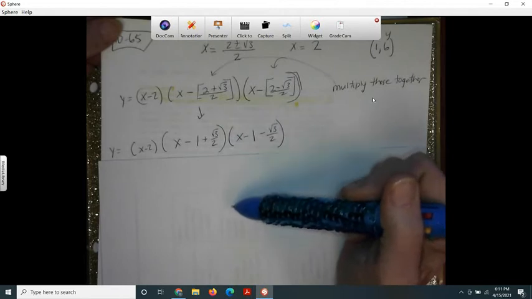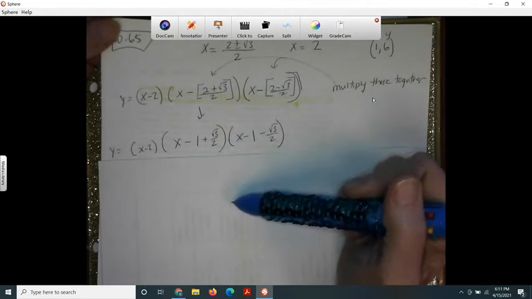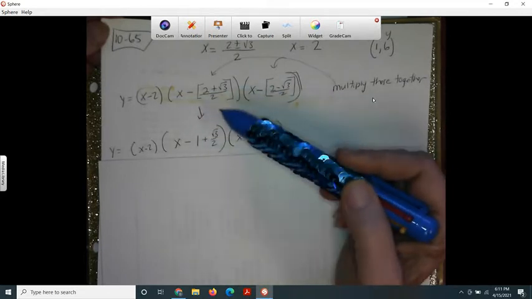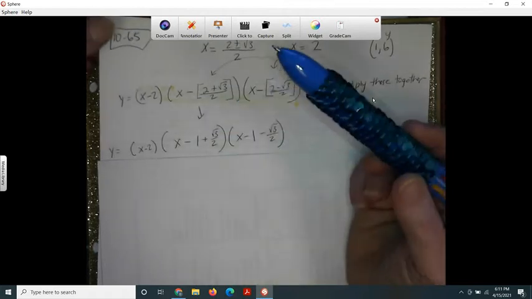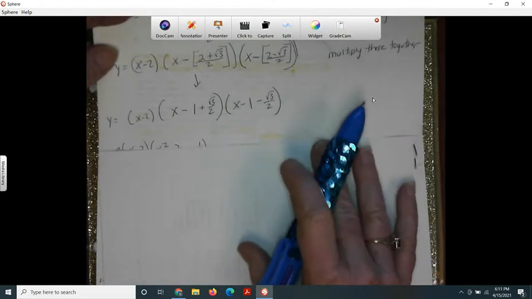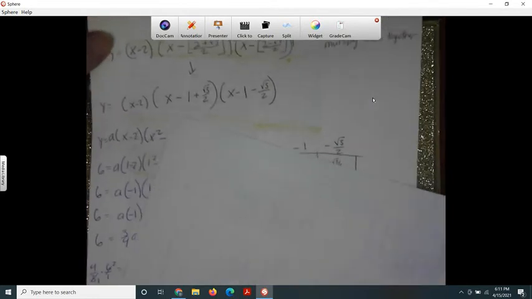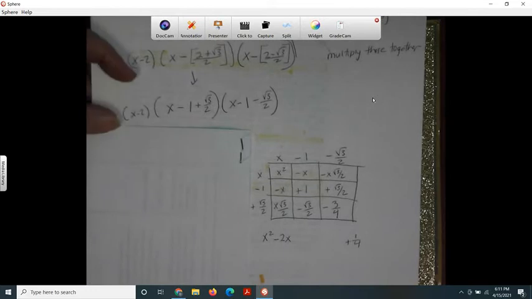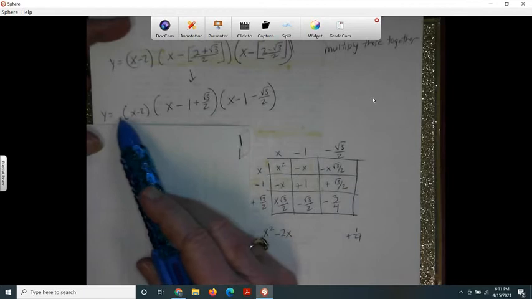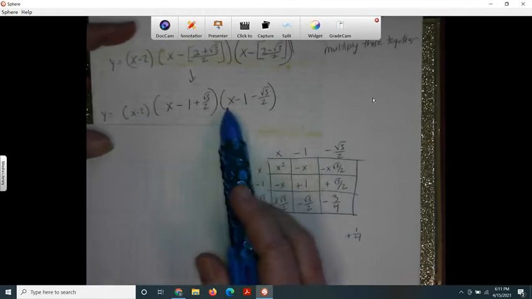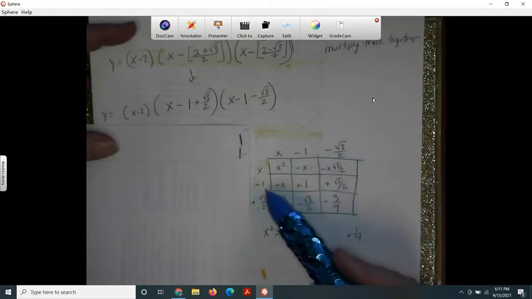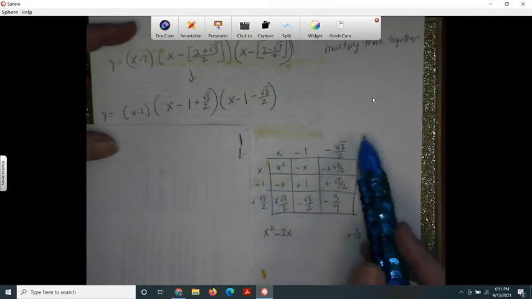Now I realize there's another way to do it. You could multiply through by 2 or something, but I'll just show you how I did it. I put these in an area model box. I'm going to leave the x minus 2 in factored form and put an A in front of it. But these two I'm trying to multiply together: x minus 1 minus root 3 over 2 and x minus 1 plus root 3 over 2.